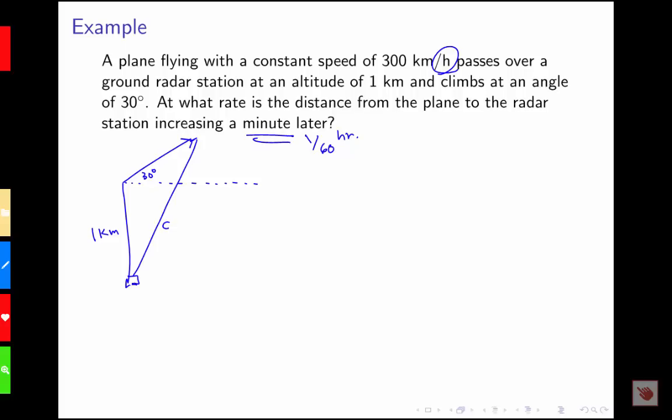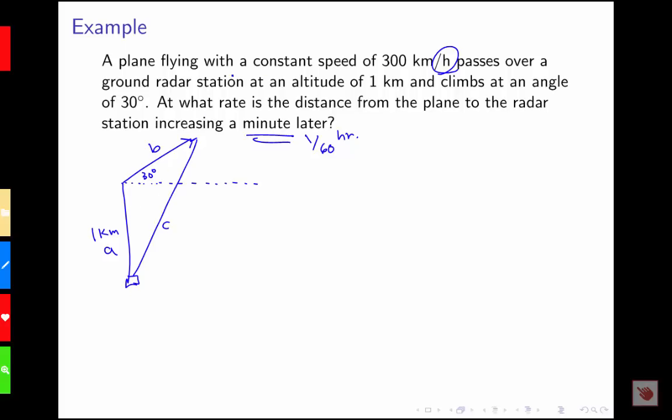So I'm going to label that C. We'll label this side A and this side B here. Okay, so A equals 1 is constant. That's the height at which our plane started, or when it was above the radar station, it was at that height of 1 kilometer.